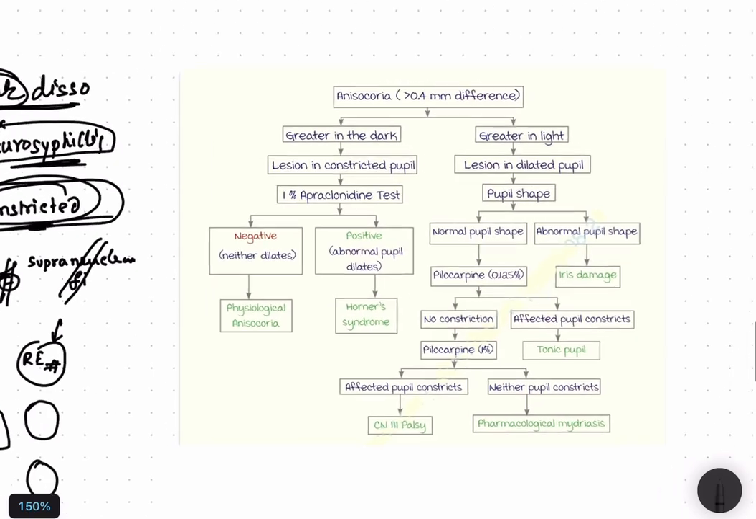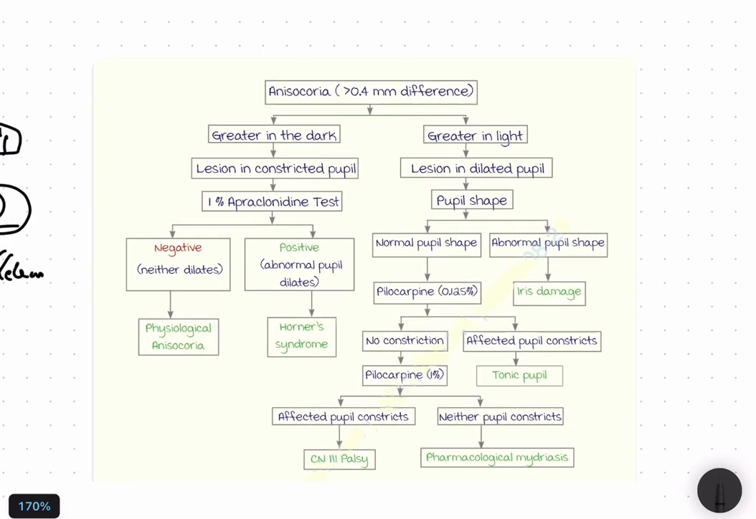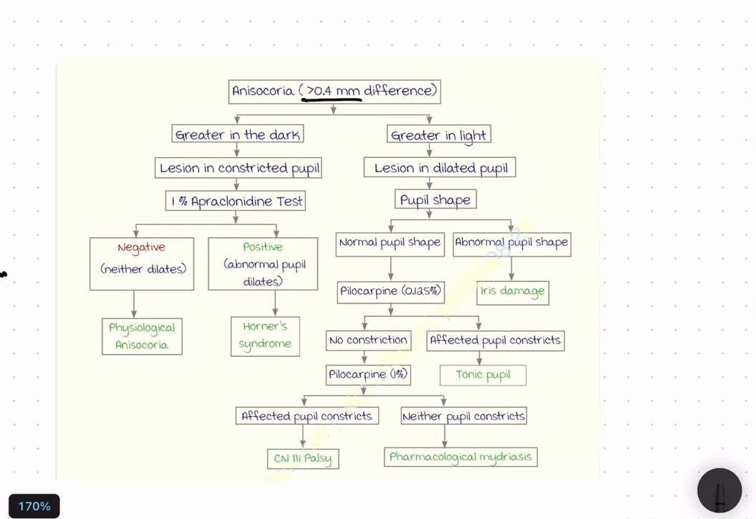Supposing anisocoria is presented to you. Anisocoria means a difference in pupil size of more than or equal to 0.4 millimeter. Then what will be the features? How are we going to diagnose the case? Supposing the patient is presented, and we observe that the anisocoria gets worse at night. So just think, at night, in dim light, what should our pupil condition be? Both pupils should be mid-dilated.